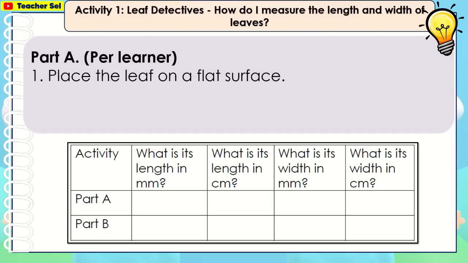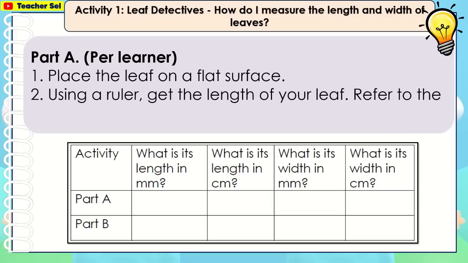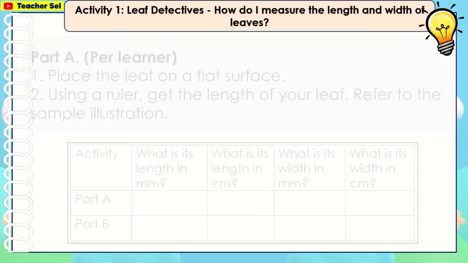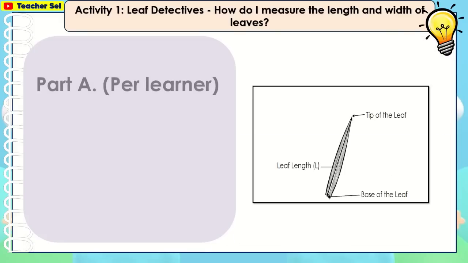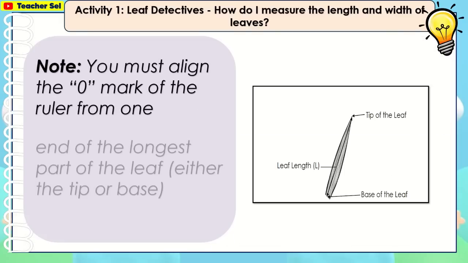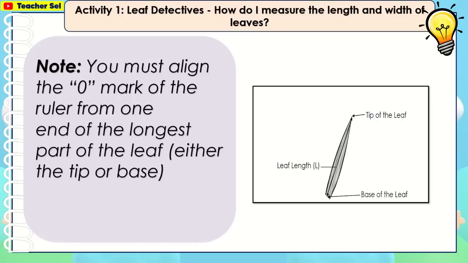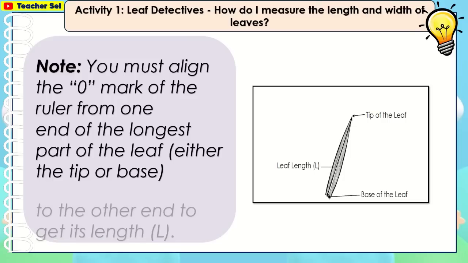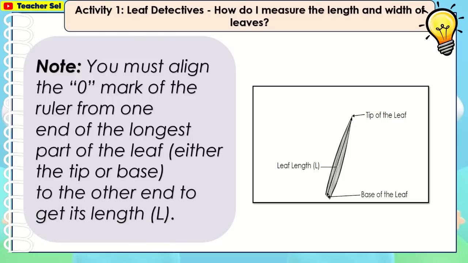For part A, this is good for per learner. Place the leaf on a flat surface. Using a ruler, get the length of your leaf. Refer to the sample illustration. Note, you must align the zero mark of the ruler from one end of the longest part of the leaf, either the tip or base, to the other end to get its length.